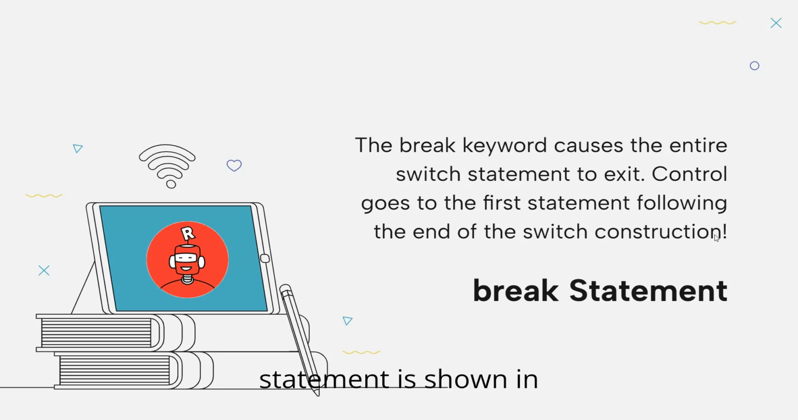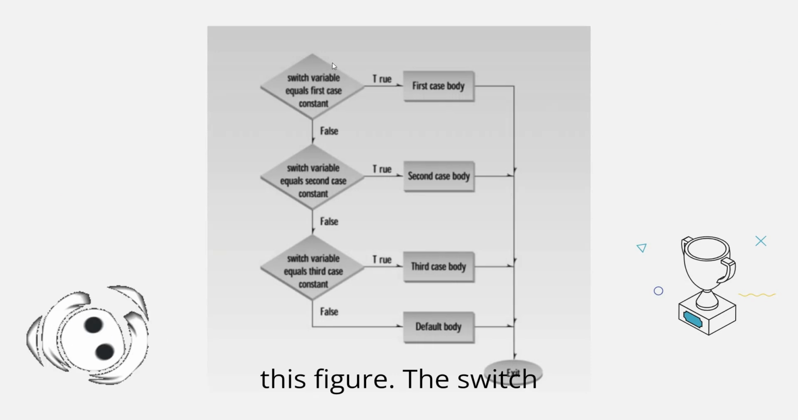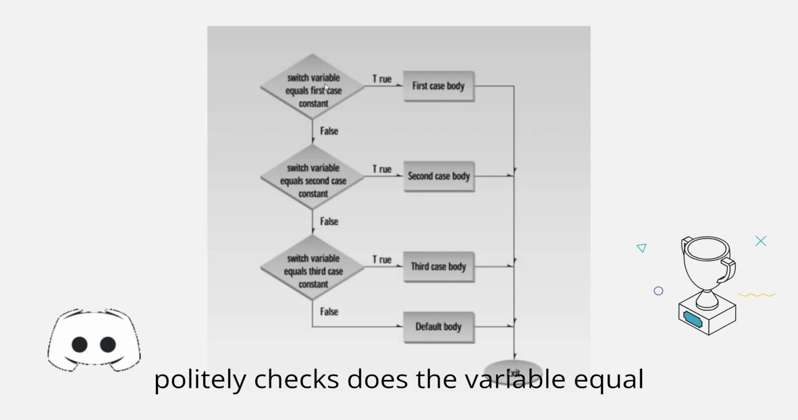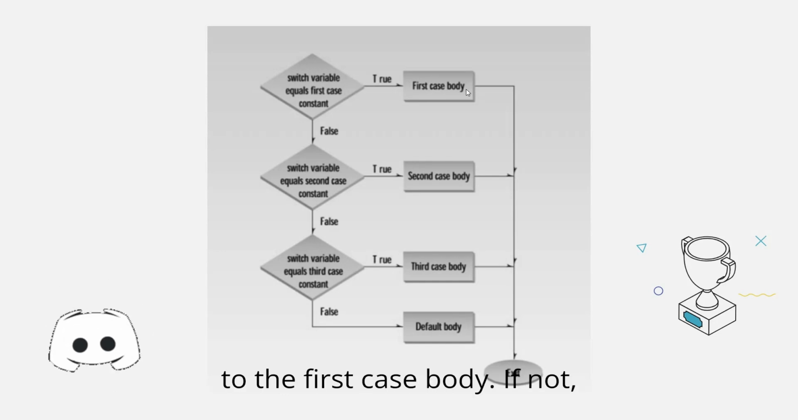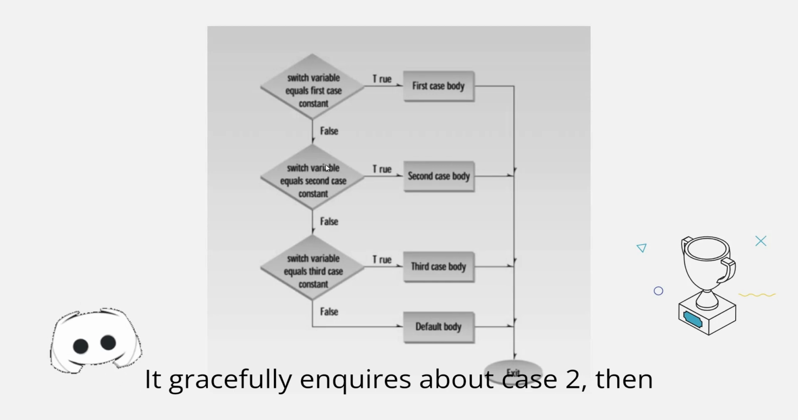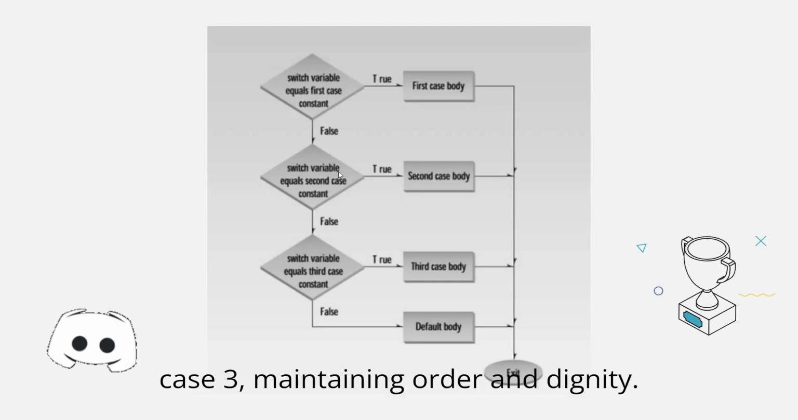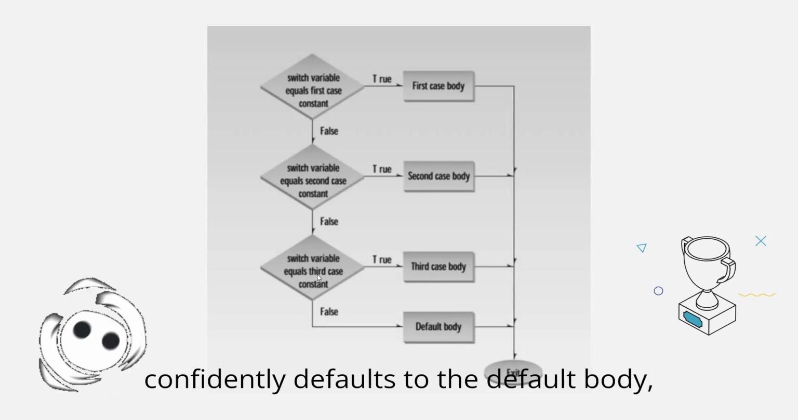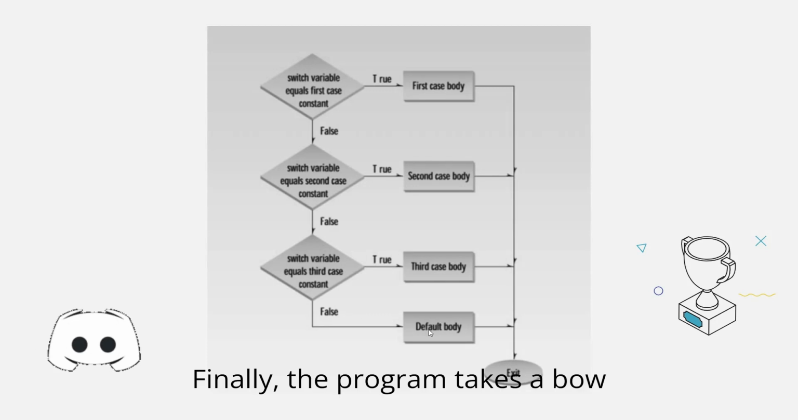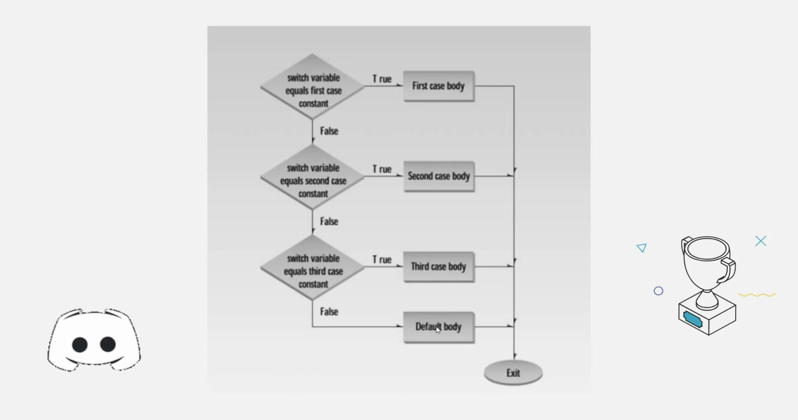The operation of the switch statement is shown in this figure. The switch politely checks, does the variable equal case 1? If yes, it proceeds with elegance to the first case body. If not, it gracefully inquires about case 2, then case 3, maintaining order and dignity. Should all comparisons fail, it confidently defaults to the default body, ensuring no condition is left unattended. Finally, the program takes a bow and exits the stage.